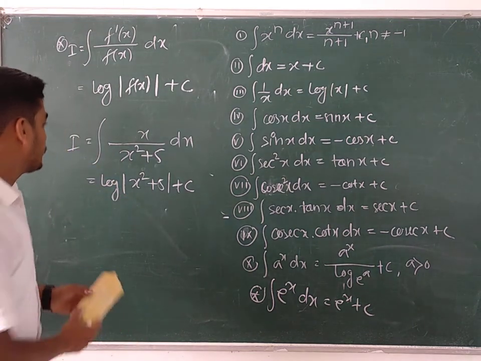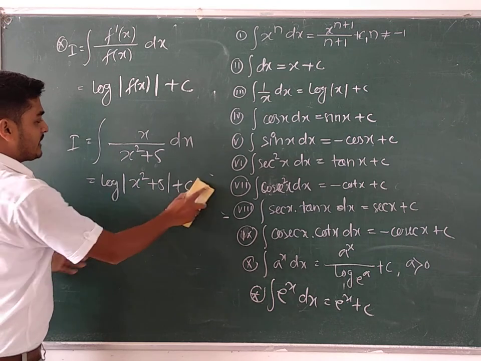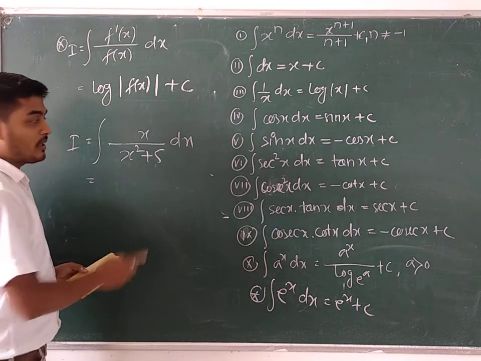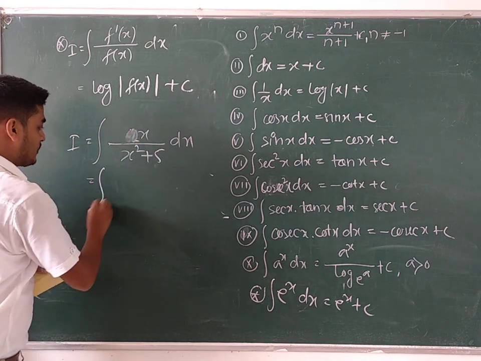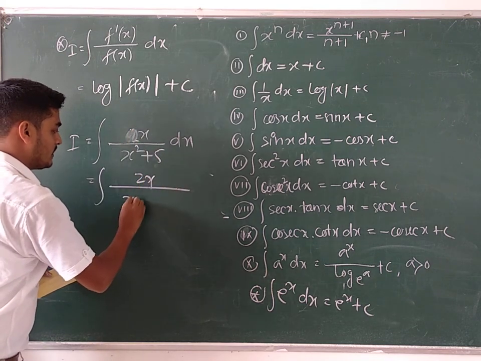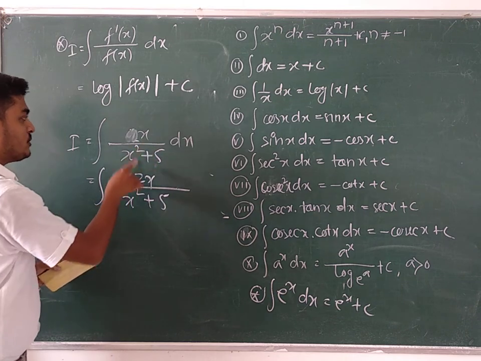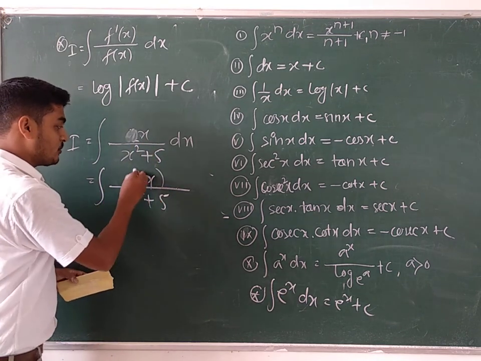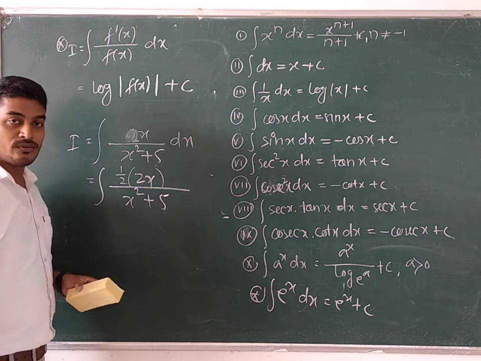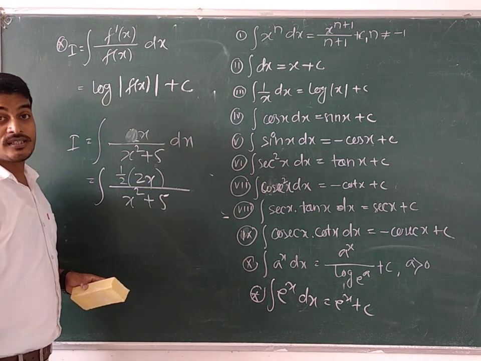We will adjust like this. So what is the derivative of x square plus 5? Twice x. Directly write down twice x. But in the given question x is there, twice x is not there. So we have to arrange it. I multiplied by half, and what do we get? The numerator x has come.